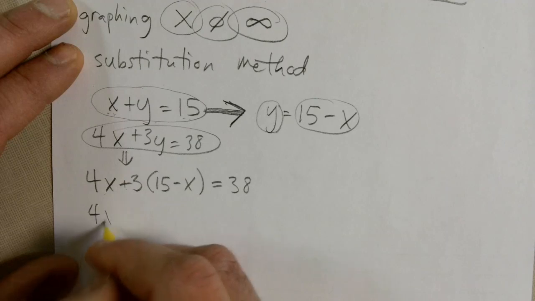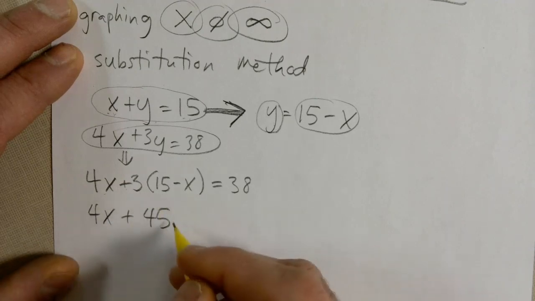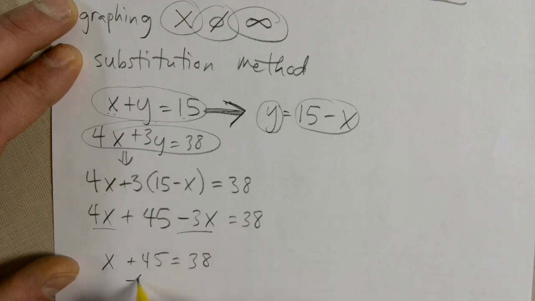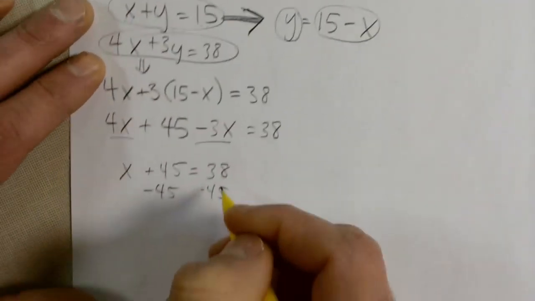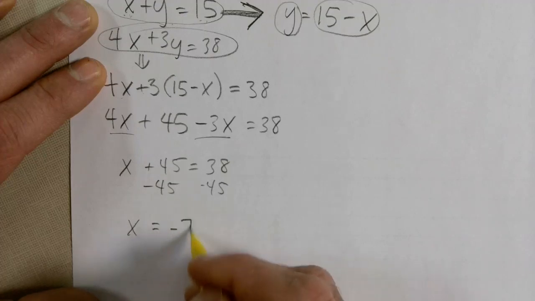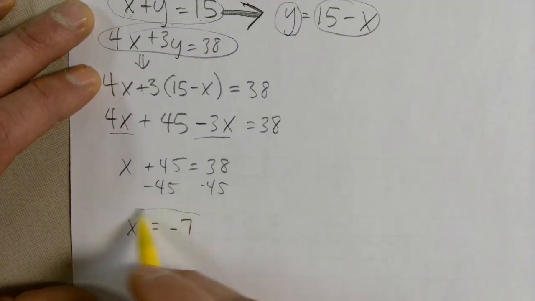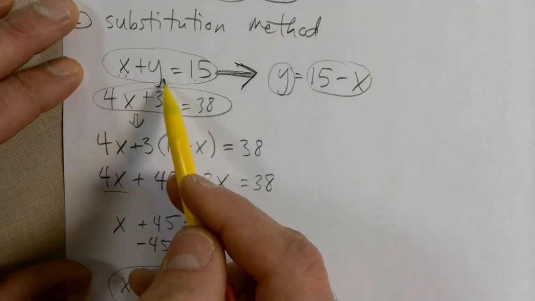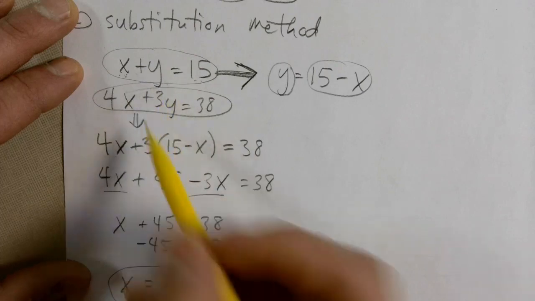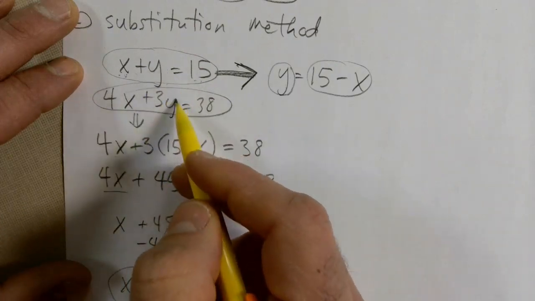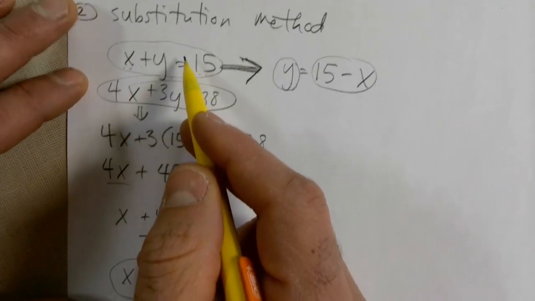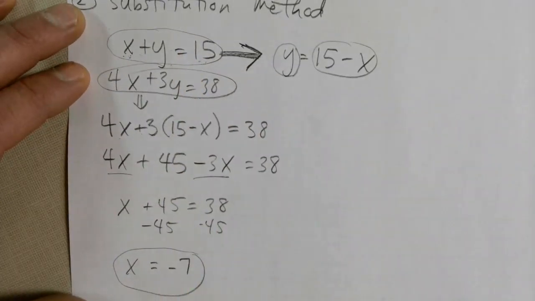Now I can work the parentheses through, collect my x terms, subtract the 45, and now I've got x is equal to negative 7. Now, I know what x is, but in a system of linear equations there is an x and a y. I need to find what the y is, so pick either equation, whichever one is easier. I hope you think that this one's easier, because that's the one I'm going to use. So I'm going to plug in negative 7 for the x.